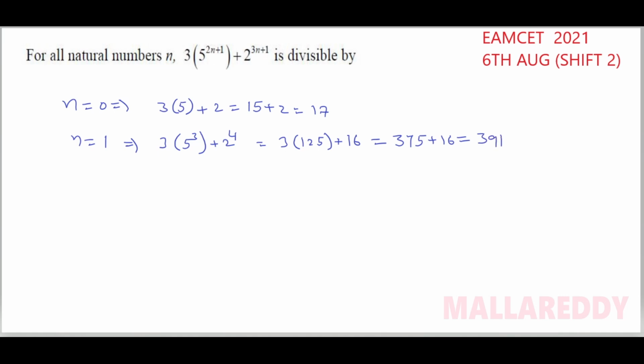So 391 is written as 17 into 23. So this is divisible by 17. Here the common multiple is 17. So the given function is divisible by 17.